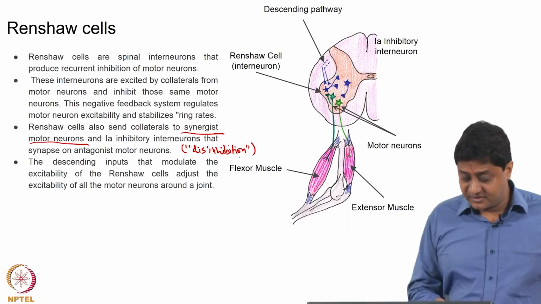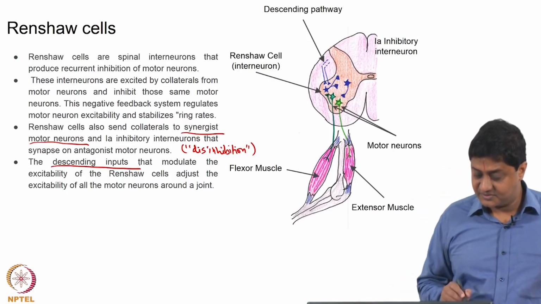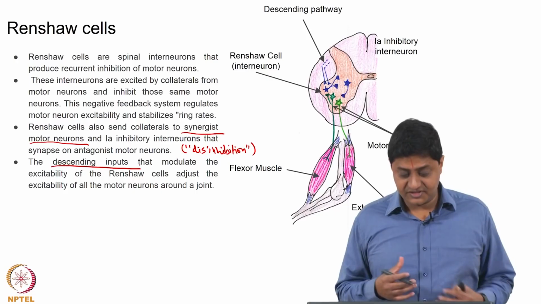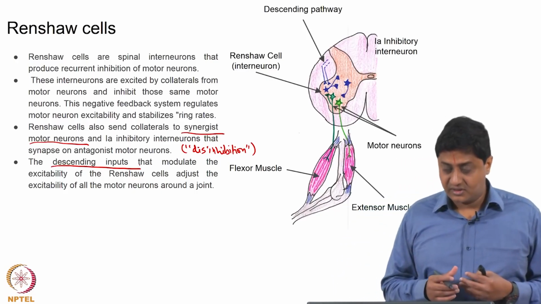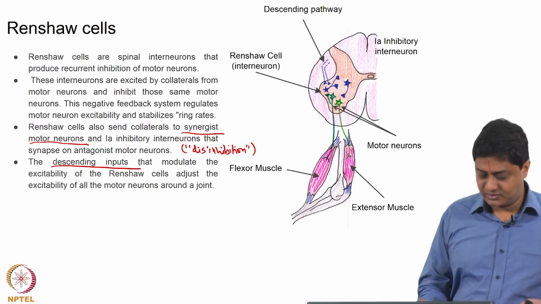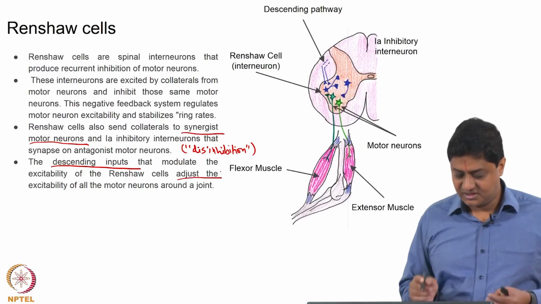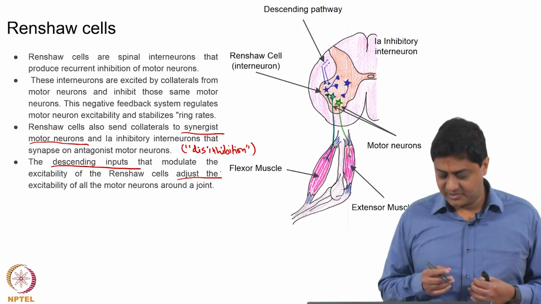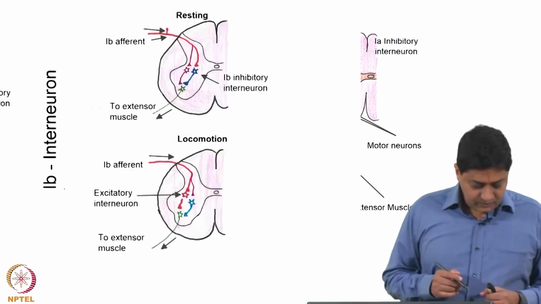They also receive the inputs from the descending systems. Renshaw cells also receive inputs from the descending system. So, their excitability is modulated. So, it is possible to adjust the excitability, the probability that the Renshaw cell will be excited, okay.